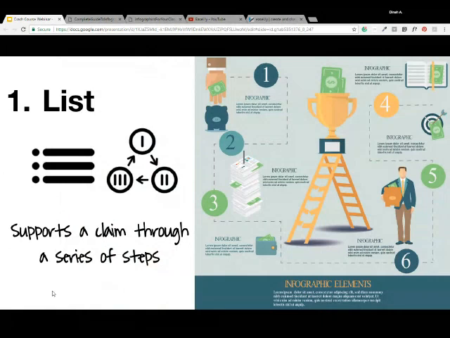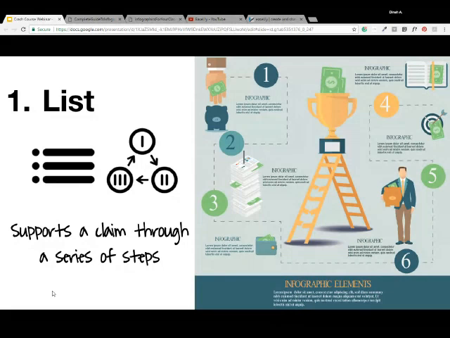We've all made lists before. I'm sure you've made a to-do list today for all the things that you need to get done. So it's one of the easiest things that we can plan for and then just kind of migrate our list over to an infographic and see how we can communicate it visually. So a list is going to support a claim through a series of steps.